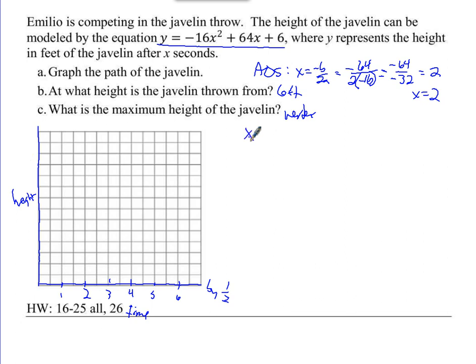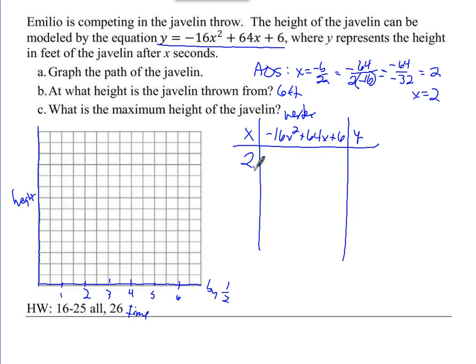Right, make your table. We have x, we have negative 16 x squared plus 64 x plus 6, and we have y. We definitely have to find what? The vertex, 2. And our axis of symmetry is sitting right here. So we can go to either side. Where should we go? I can go this way and get 1, and I already know 0. So I'll go this way. 1 and 0. What's 0? 6.